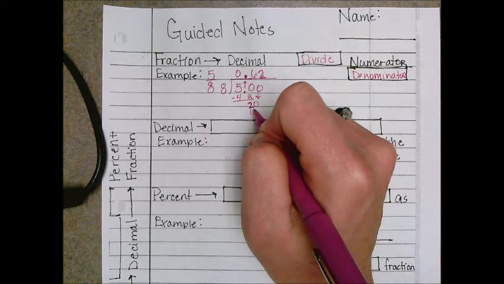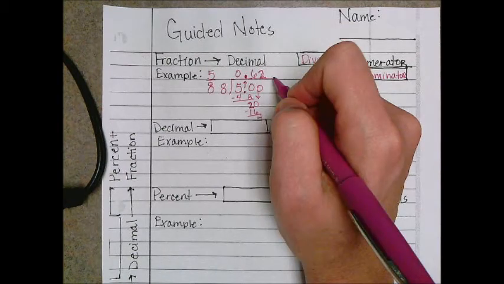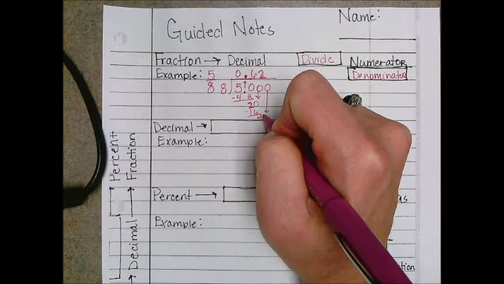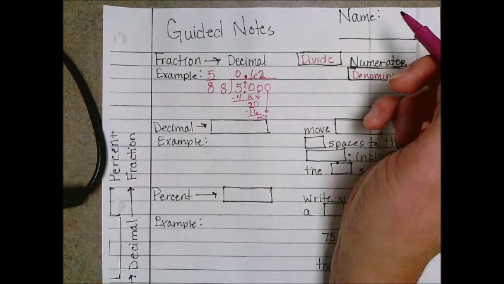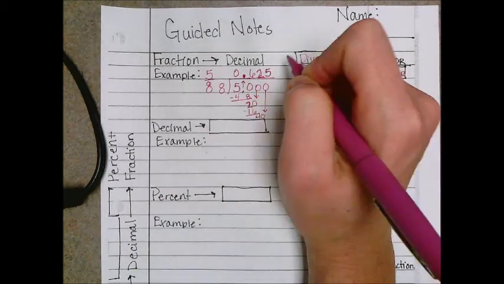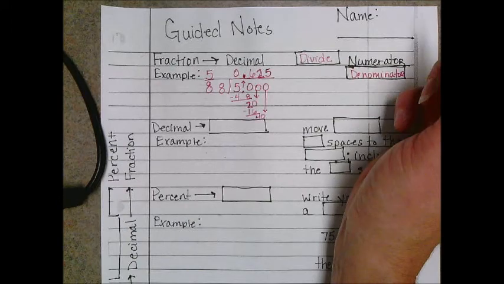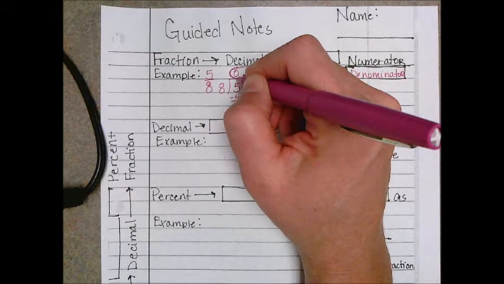Again, can't have a remainder. So you add a 0 to the dividend, drop it straight down. And how many times will 8 go into 40? It'll go in 5 with nothing left over. So our answer is 0.625, or 625 thousandths. Okay?